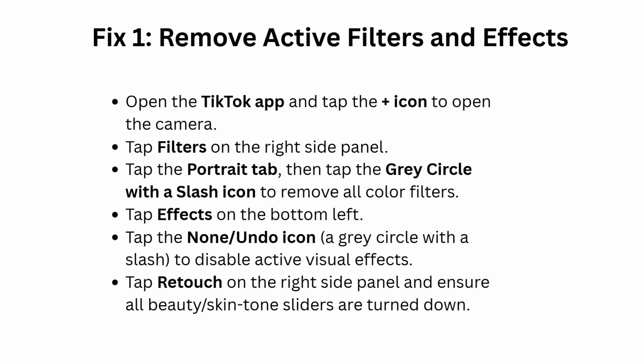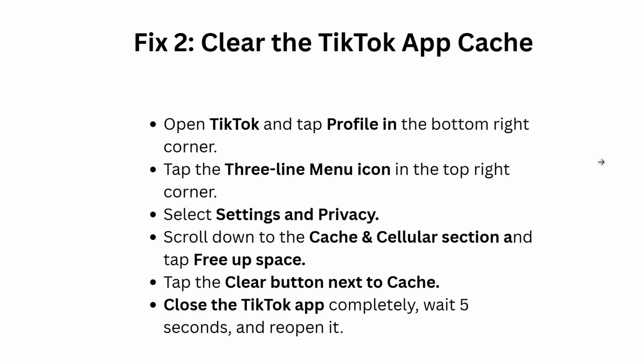Then tap on the effects on the bottom left and you have to tap on none or undo icon, a gray circle with a slash to disable active visual effects. Then you have to retouch on the right side panel and ensure all beauty or skin tone sliders are turned down. Fix 2. Clear the TikTok app cache.